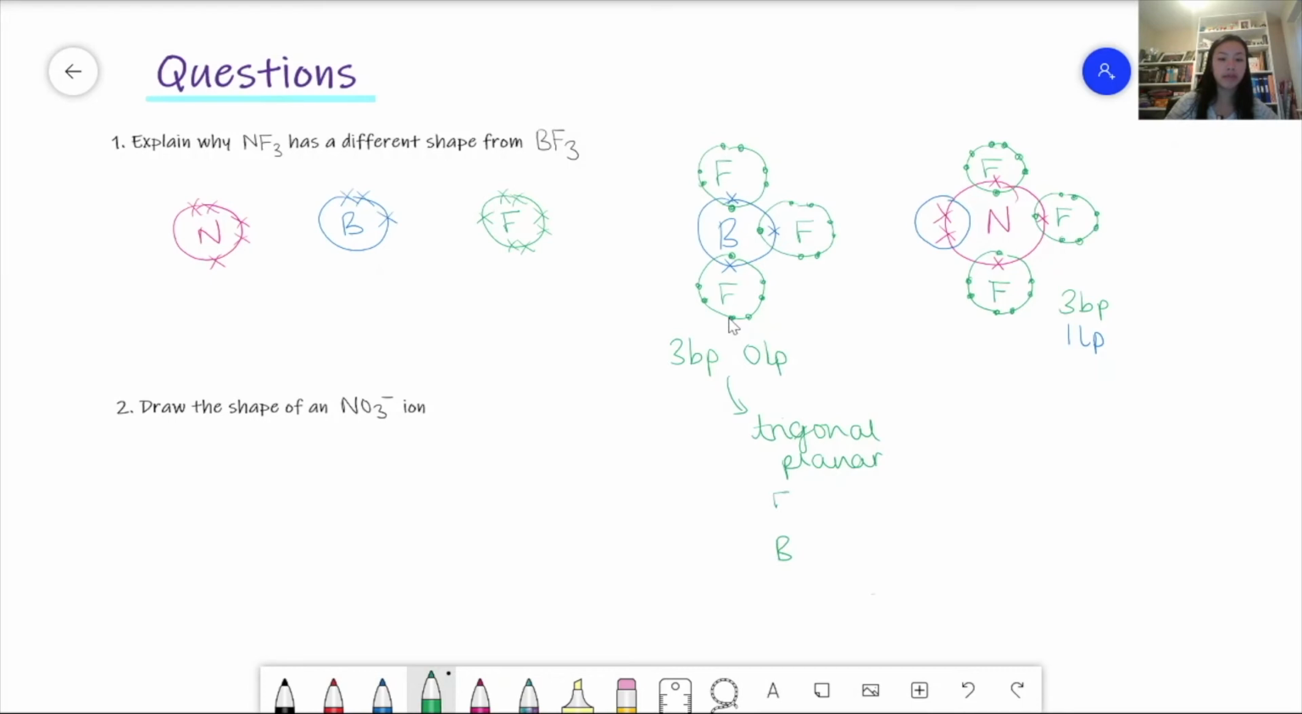So you'd have B in the middle, and then the F's, and then these would be 120 degrees because there's no lone pairs, so they repel each other by the same amount. And then this one is 3 bonding pairs and 1 lone pair. So this would be trigonal pyramidal.